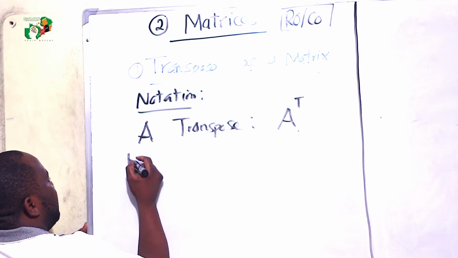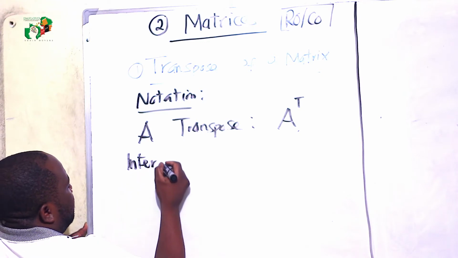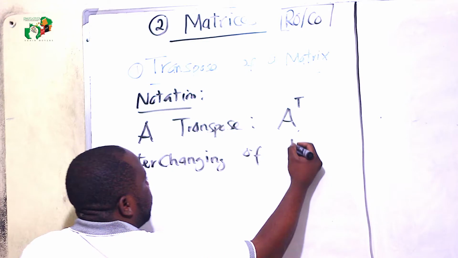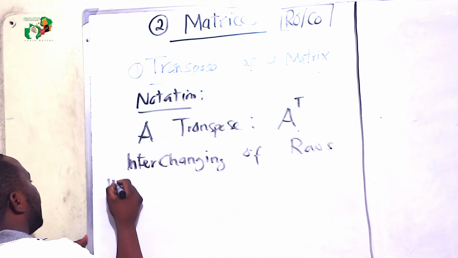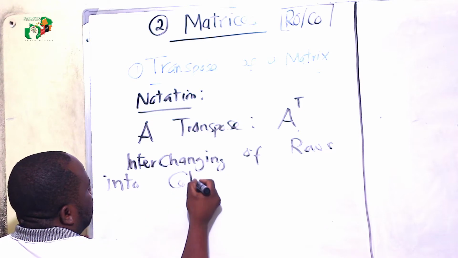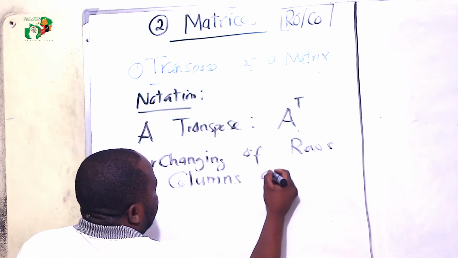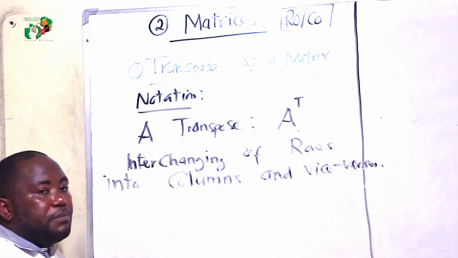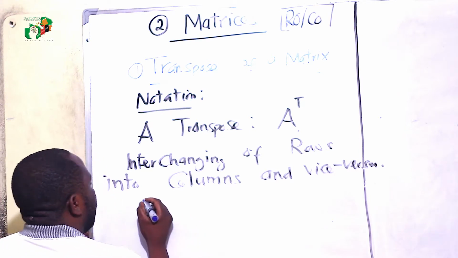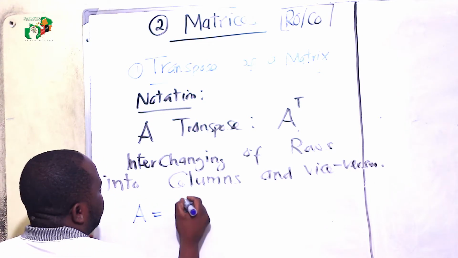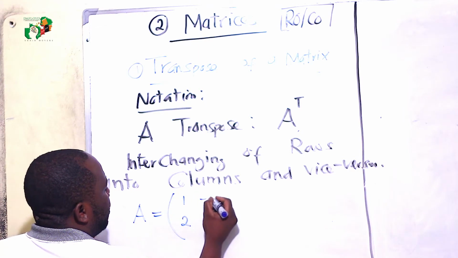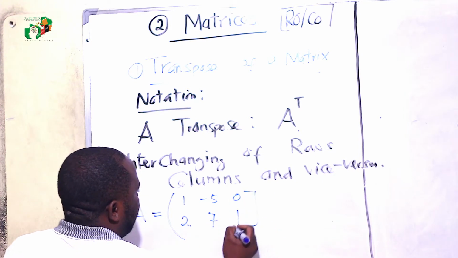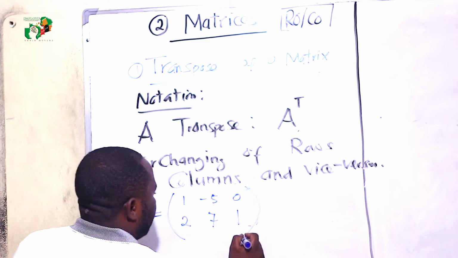interchanging of rows into columns, and vice versa. So simply put, we can have a situation where matrix A is equal to, let's say, 1, 2, -5, 7, 0, 1. Sorry, we need a round bracket.